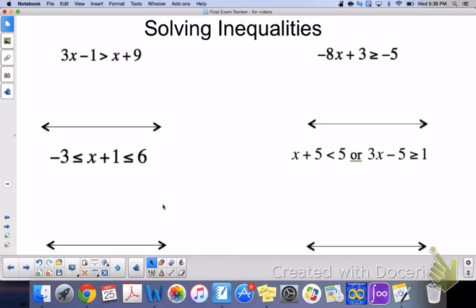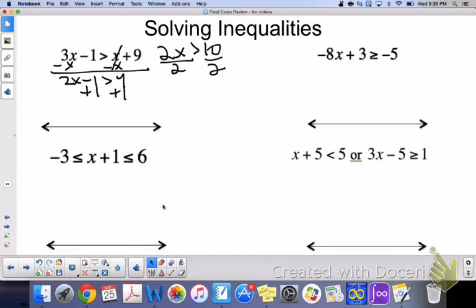Okay, so the first one, we need to get x's on the same side. I'm going to minus this x. I'm left with 2x minus 1 is greater than 9. I'm going to add the 1. That gives me 2x is greater than 10. And divide by 2 gives me x is greater than 5.